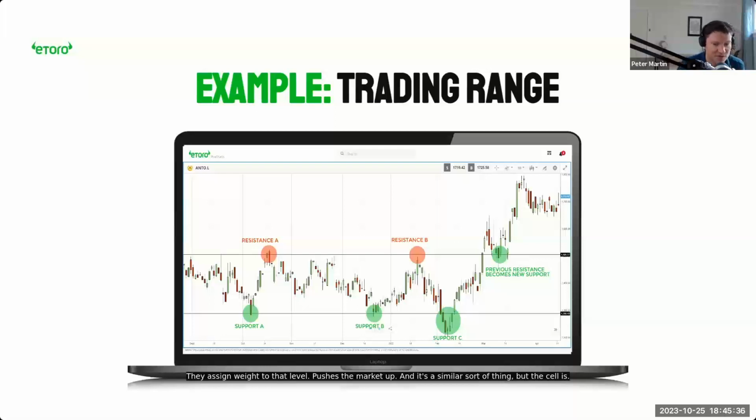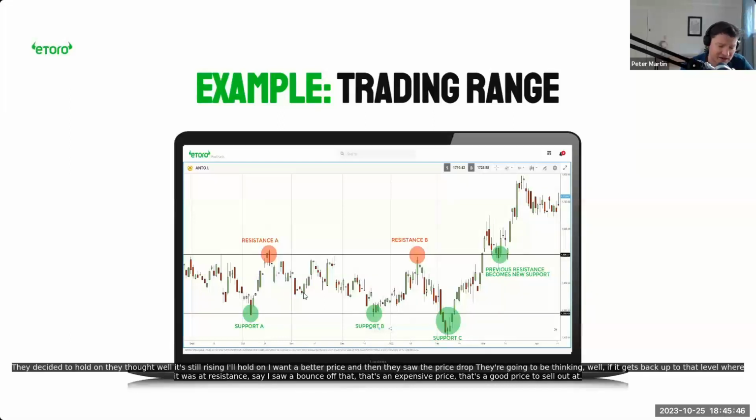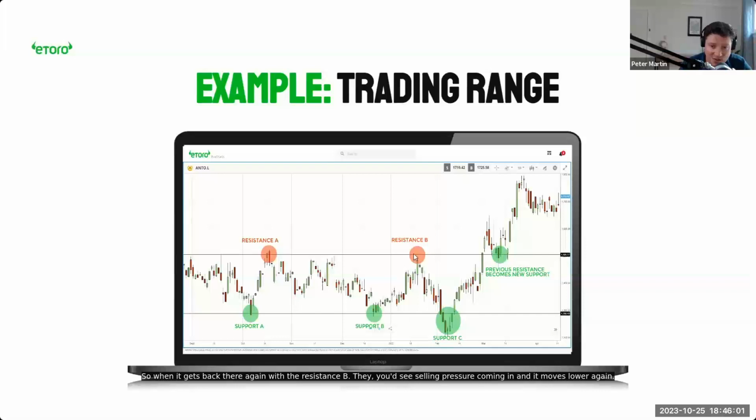It's a similar sort of thing with the sellers. Let's say there was someone who had bought at support A, it went up to resistance A, and they decided to hold on. They thought, well, it's still rising, I'll hold on, I want a better price. Then they saw the price drop. They're going to be thinking, if it gets back up to that level where it was at resistance A, I saw it bounce off that. That's an expensive price, a good price to sell out at. So when it gets back there again at resistance B, you see selling pressure coming in and it moves lower again. We can see at support C, it's actually gone a bit lower.